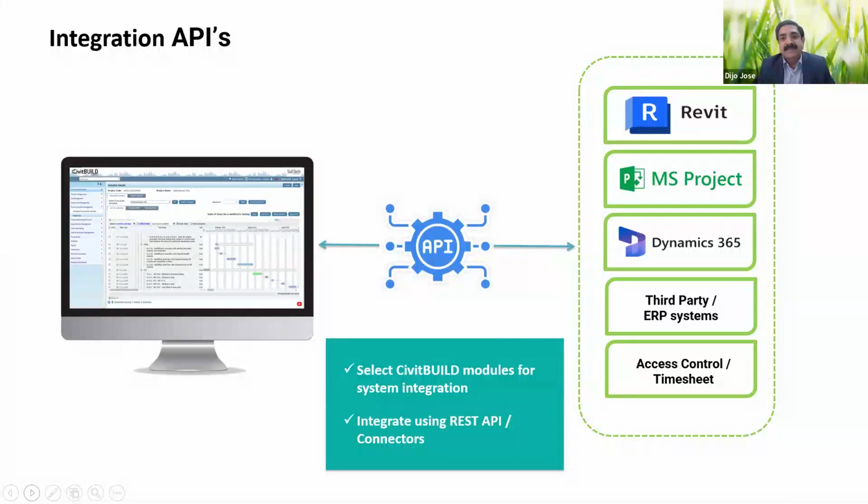third-party application. Or if you are an enterprise-level organization with your own ERP running at the backend for the group, and you want to pick and choose a few of the modules available in CivitBuild, in that scenario also you can integrate your global ERP with the CivitBuild functionalities that you pick and choose for the automation process within your construction business domain.